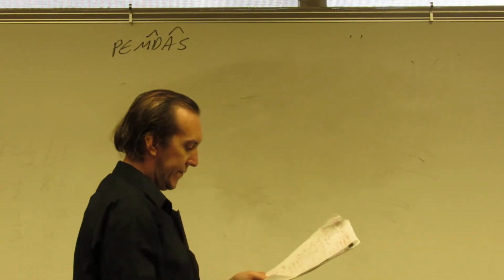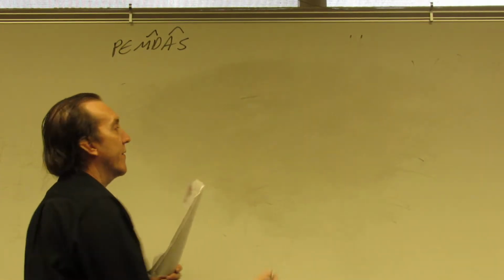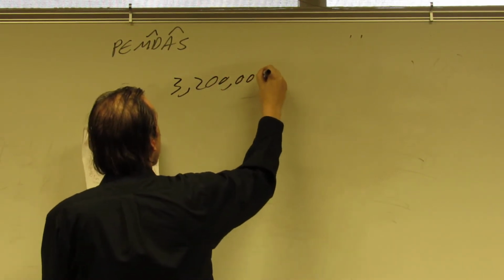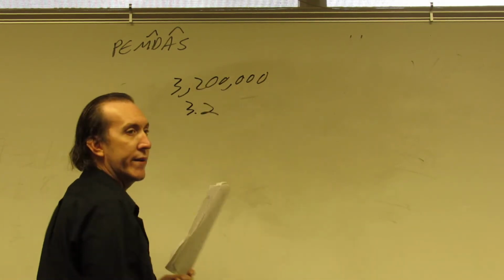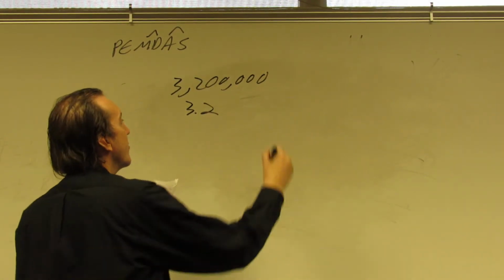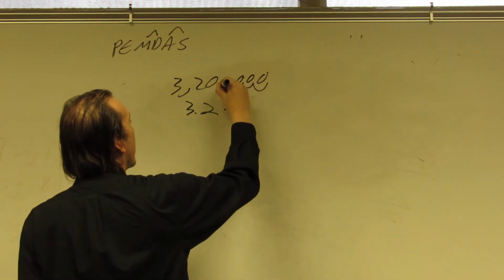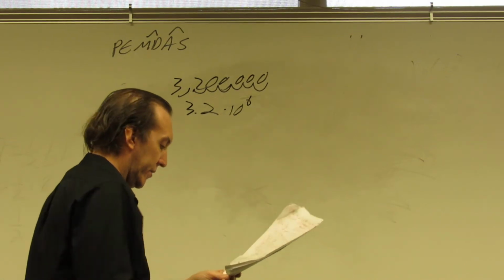Okay, let's say that we have some standard numbers that we need to move into scientific notation. So 3,200,000. We're going to put 3.2 because we want only one digit in front of the decimal, times 10, and we move it 1, 2, 3, 4, 5, 6 spots, so 10 to the 6.